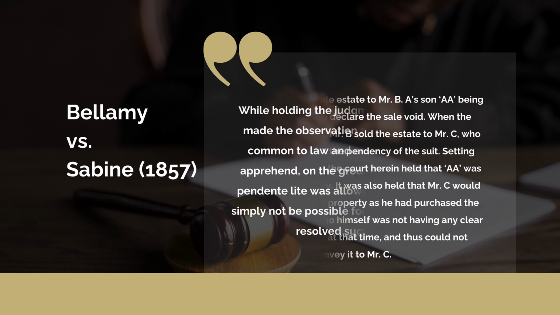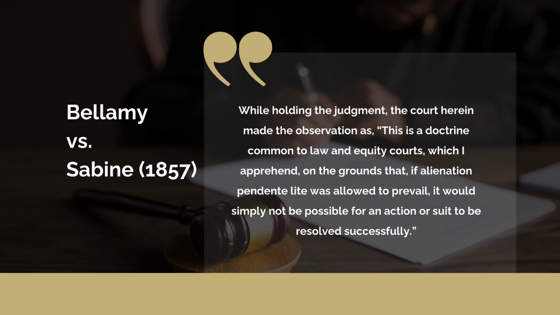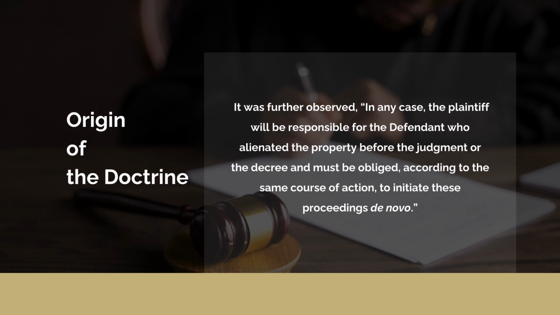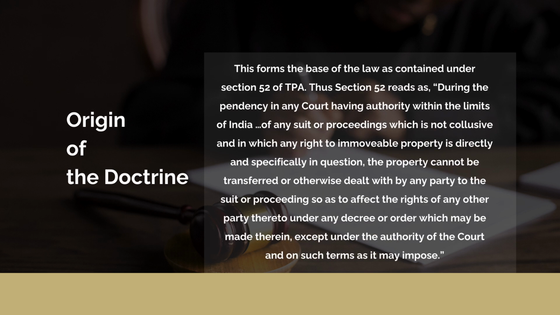While holding the judgment, the court herein made the observation that this is a doctrine common to law and equity courts, which I apprehend on the grounds that if alienation pendente lite was allowed to prevail, it would simply not be possible for an action or suit to be resolved successfully. It was further observed, in any case, the plaintiff will be responsible for the defendant who alienated the property before the judgment or the decree, and must be obliged, according to the same course of action, to initiate these proceedings de novo. This forms the base of the law as contained under Section 52 of TPA.